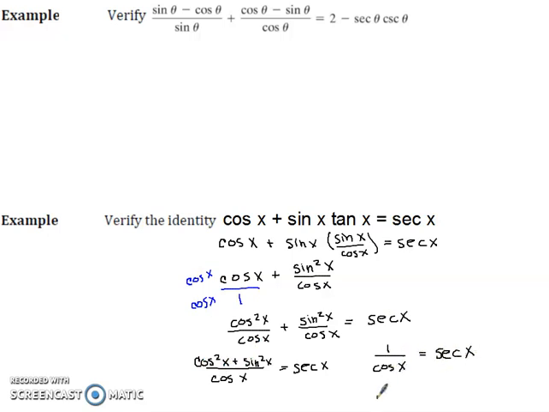Well, cosine is the reciprocal of secant, so the left side is in fact secant, which is equal to the right side, which is also secant. So I have verified the identity by manipulating only the left-hand side to show that it is equivalent to the right-hand side.